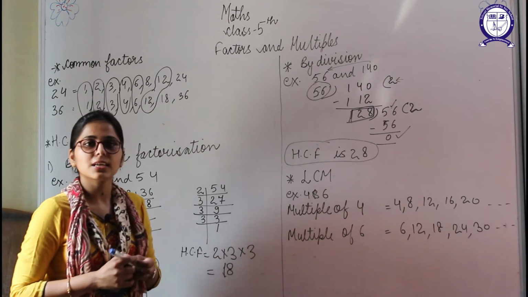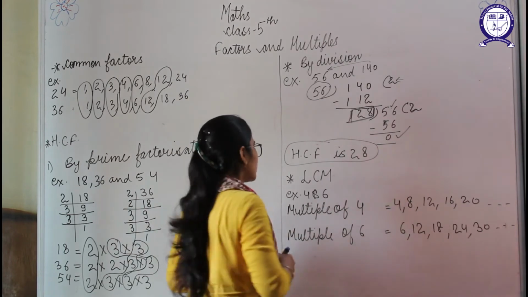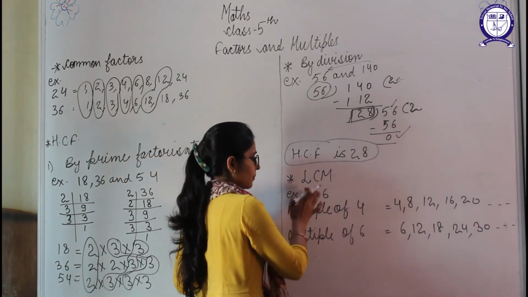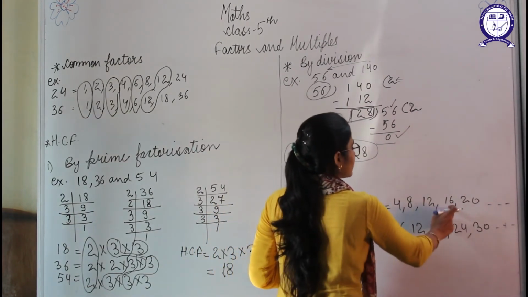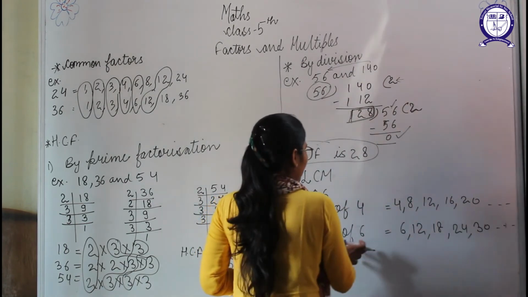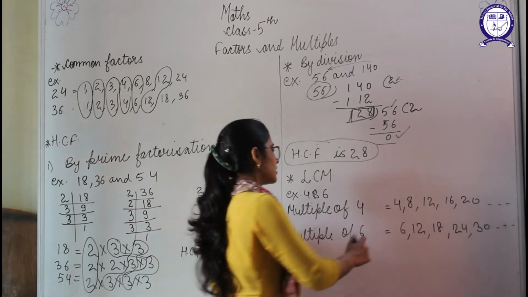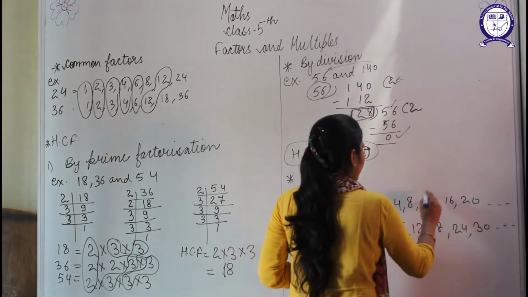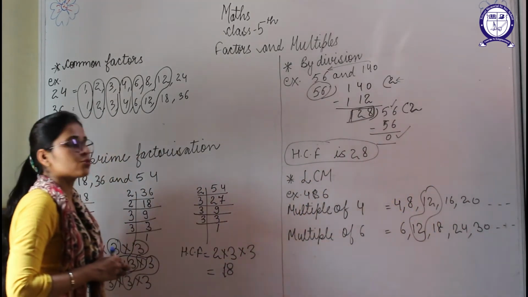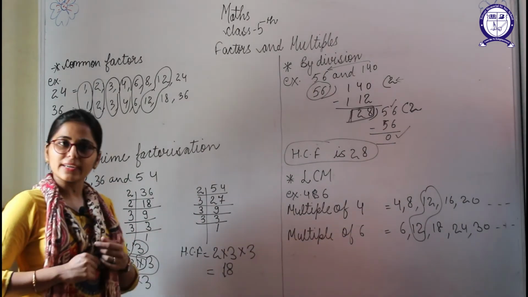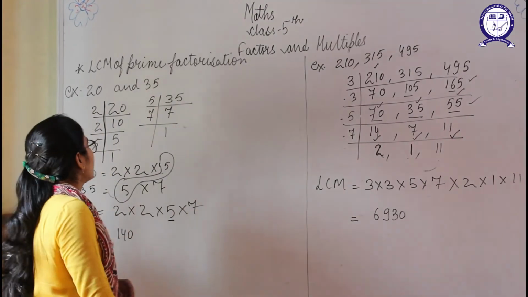Now LCM. LCM is the least common multiple. To find out the LCM, what you have to do is just write the multiples of the asked numbers. Here there can be 3 numbers, 4 numbers also. So multiples of 4: 4, 8, 12, 16, 20, which means the table of 4. The multiples of 6: 6, 12, 18, 24, 30. Now find that least number which comes in both of these tables. So 12. So 12 is the least common multiple of these 2 numbers. Here is one more method to find out the LCM. Let's discuss that.